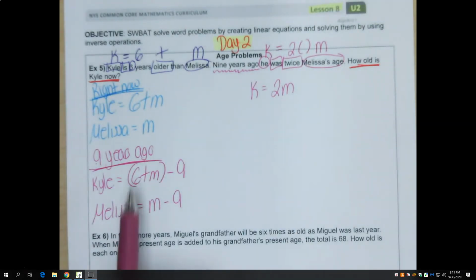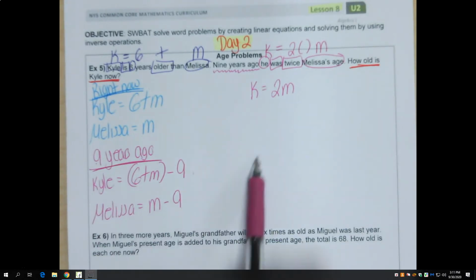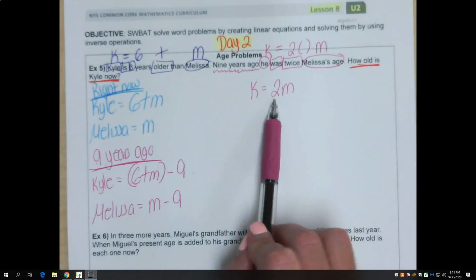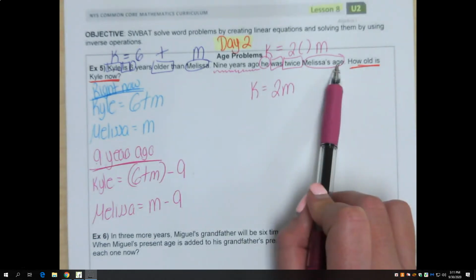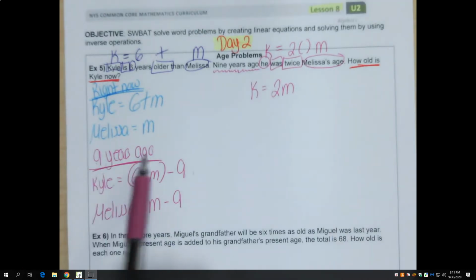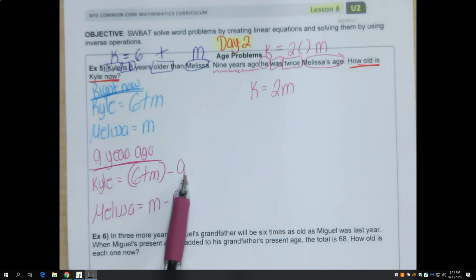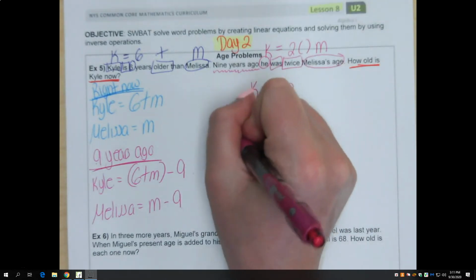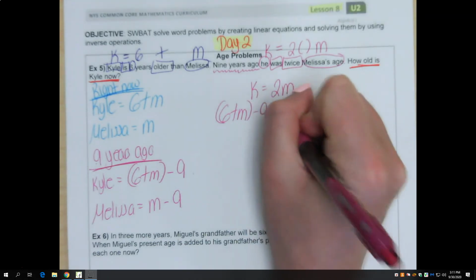So now I'm going to use this information and plug it into this equation that I've come up with from the word problem. So 9 years ago, Kyle was 6 plus M minus 9. Let me fill that in. He was 6 plus M minus 9.